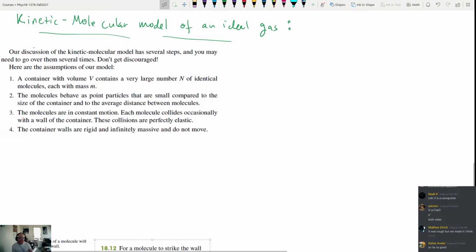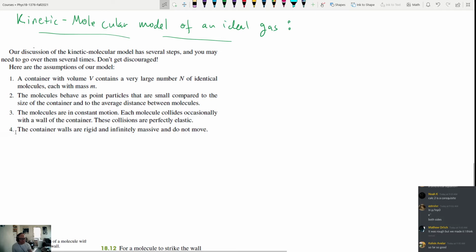A container with volume V contains a very large number N of identical molecules, each with mass M. This is our first assumption, but I think it's a pretty safe one, that each molecule has the same mass. That's not too drastic a thing to say, is it? I guess a molecule is basically defined as the smallest amount of a substance that you can have without breaking it down into atoms.